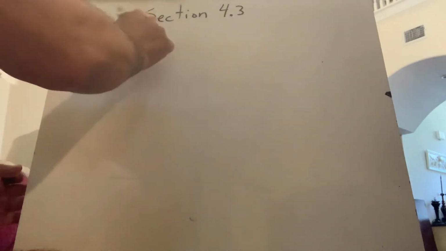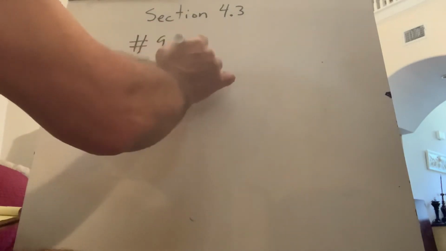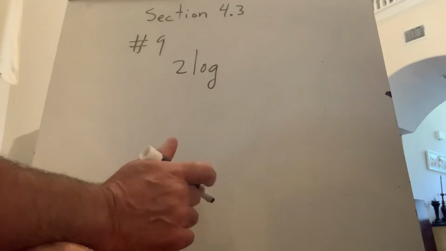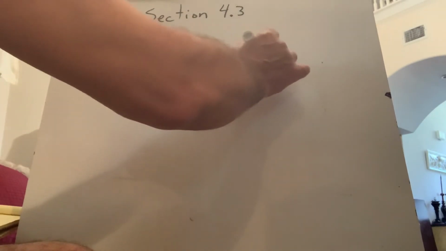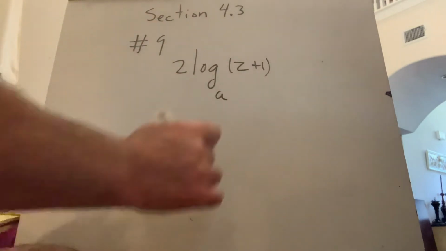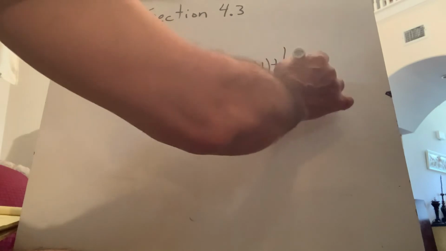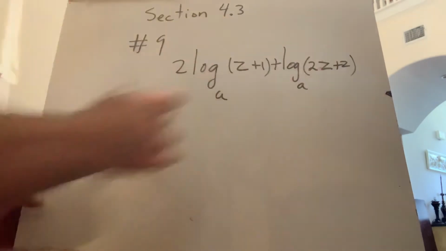Number 89 is much quicker, even though it may look kind of long. We have the same question: we want to take this expression and reduce it to a single log with a coefficient of 1. So we have 2 log base A of z plus 1, plus log base A of 3z plus 2. So there's our problem.